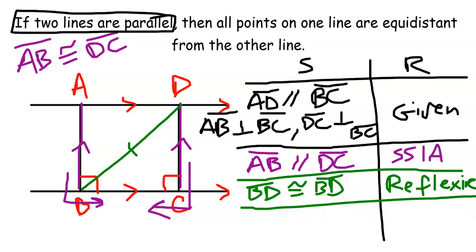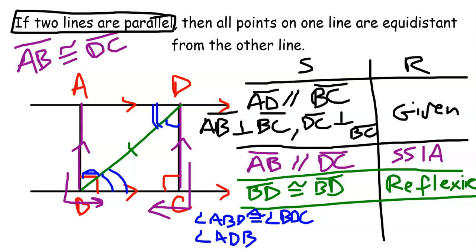And using BD as a transversal, we also have other sets of congruent angles. Angle ABD and angle BDC should be congruent there, as well as angle ADB and angle DBC. And those are alternate interior angles, so we can use the alternate interior angle theorem.